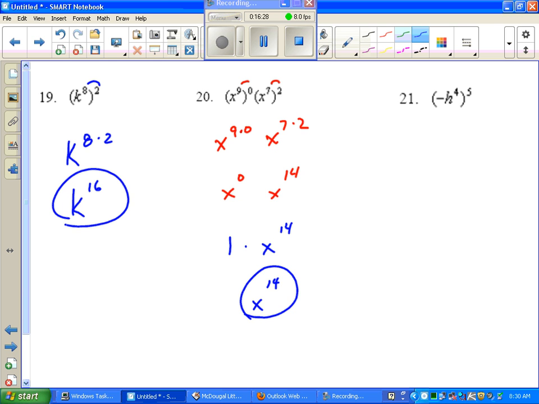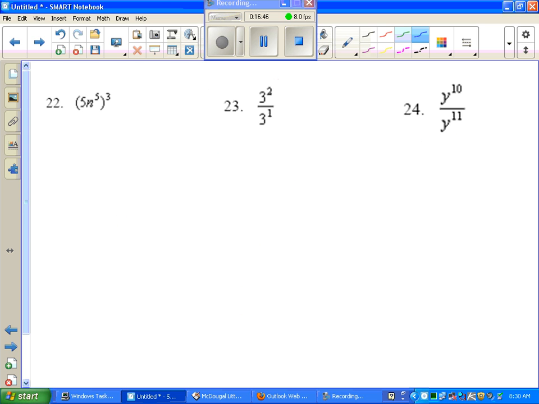You have negative h to the 4th power being raised to the 5th power. So that's negative h being raised to the 4th power times 5. So that's negative h to the 20th power. And again, that's all we can do with that. 5n to the 5th to the 3rd, make sure everything gets the 3rd power. So 5 to the 3rd and n to the 5th to the 3rd, n to the 5 times 3. 5 to the 3rd is 5 times 5 is 25 times 5 is 125. And n to the 5 times 3 is n to the 15th.